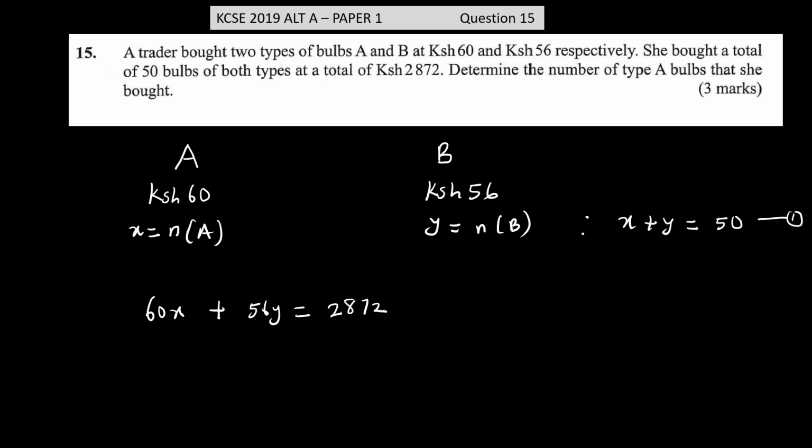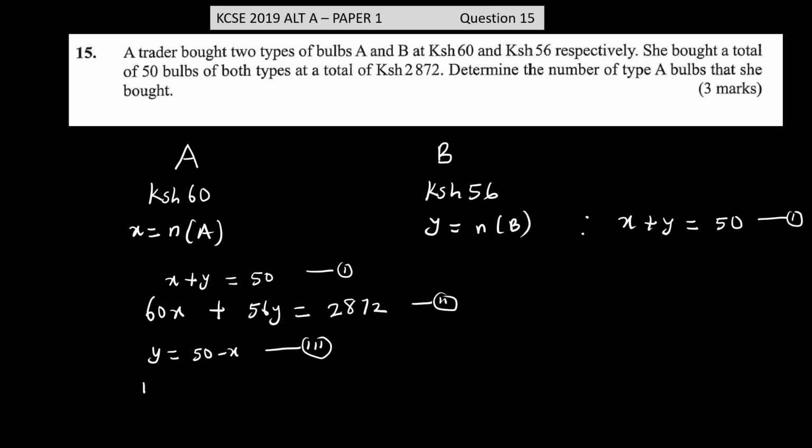The first equation is x plus y equal to 50. Equation 1, and this is equation 2. Let's solve one after the other. From equation 1, you can have that y equal to 50 minus x. Let's call this equation 3.